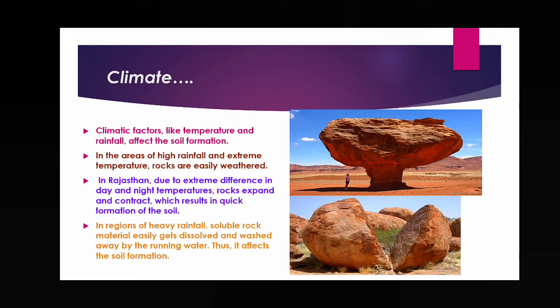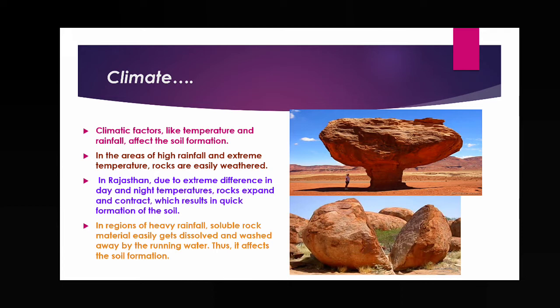That means weathering. And where rainfall occurs, there also the rocks are weathered due to the solution process. That means soluble material present in the rock gets dissolved in the water, and then weathering also occurs. That is also one type of formation. So climate is also important. The two main factors under climate are temperature and rainfall. Temperature and rainfall both help in weathering.